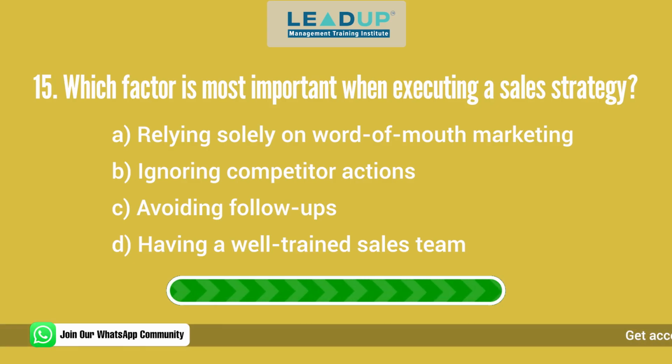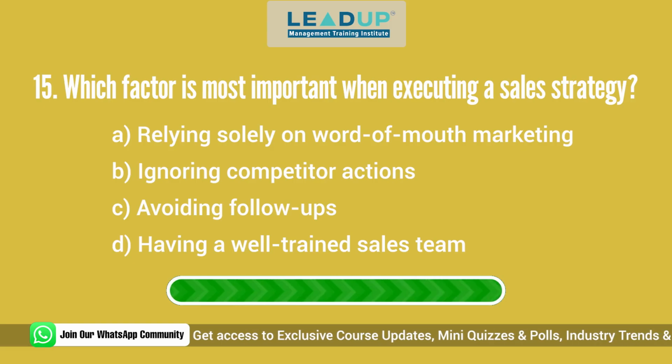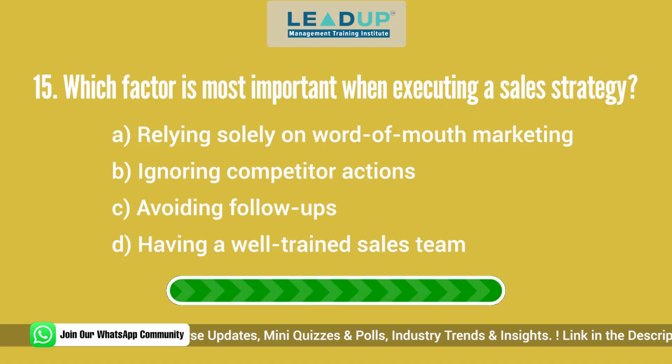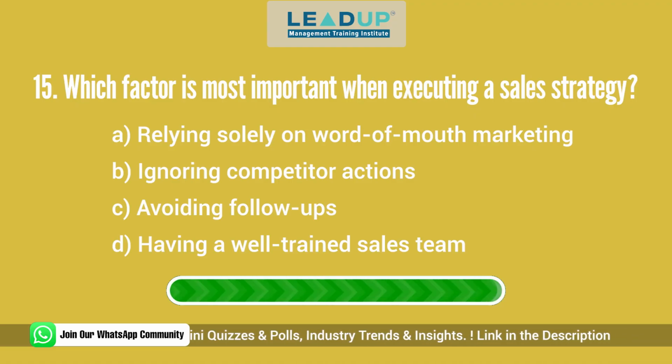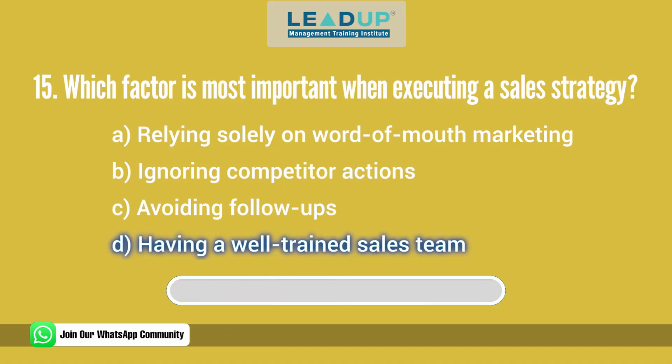Question 15. Which factor is most important when executing a sales strategy? A. Relying solely on word-of-mouth marketing. B. Ignoring competitor actions. C. Avoiding follow-ups. And D. Having a well-trained sales team. Answer: having a well-trained sales team.